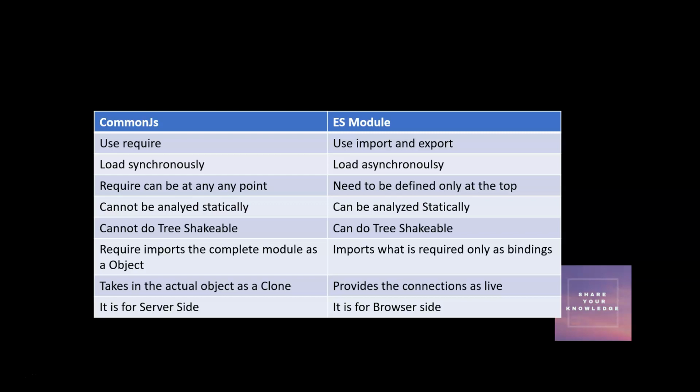Understand? And as I said, CommonJS is more preferred for the server side. ES module is more preferred for the browser side, because it is loaded asynchronously, it can be statically analyzed, and there is a possibility of reducing the bundle size. So this makes ES module the preferred choice for the browser side. It is also becoming popular in Node.js, since the latest Node versions started supporting ES module.